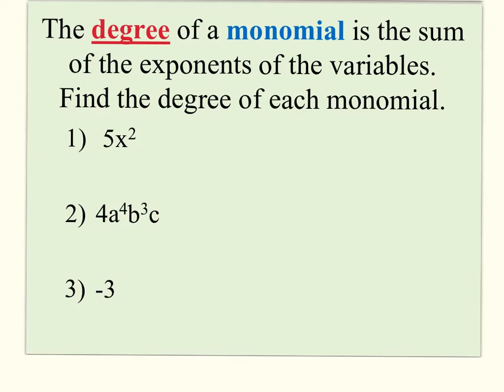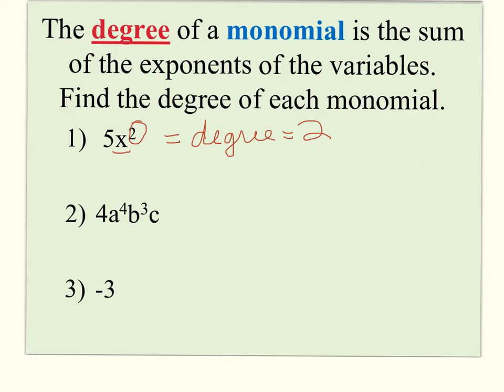So if we take a look at 5x squared, we look at the exponents on the variables and add them up. In 5x squared, there's only one variable and one exponent, so the degree of 5x squared is 2. That was pretty easy.